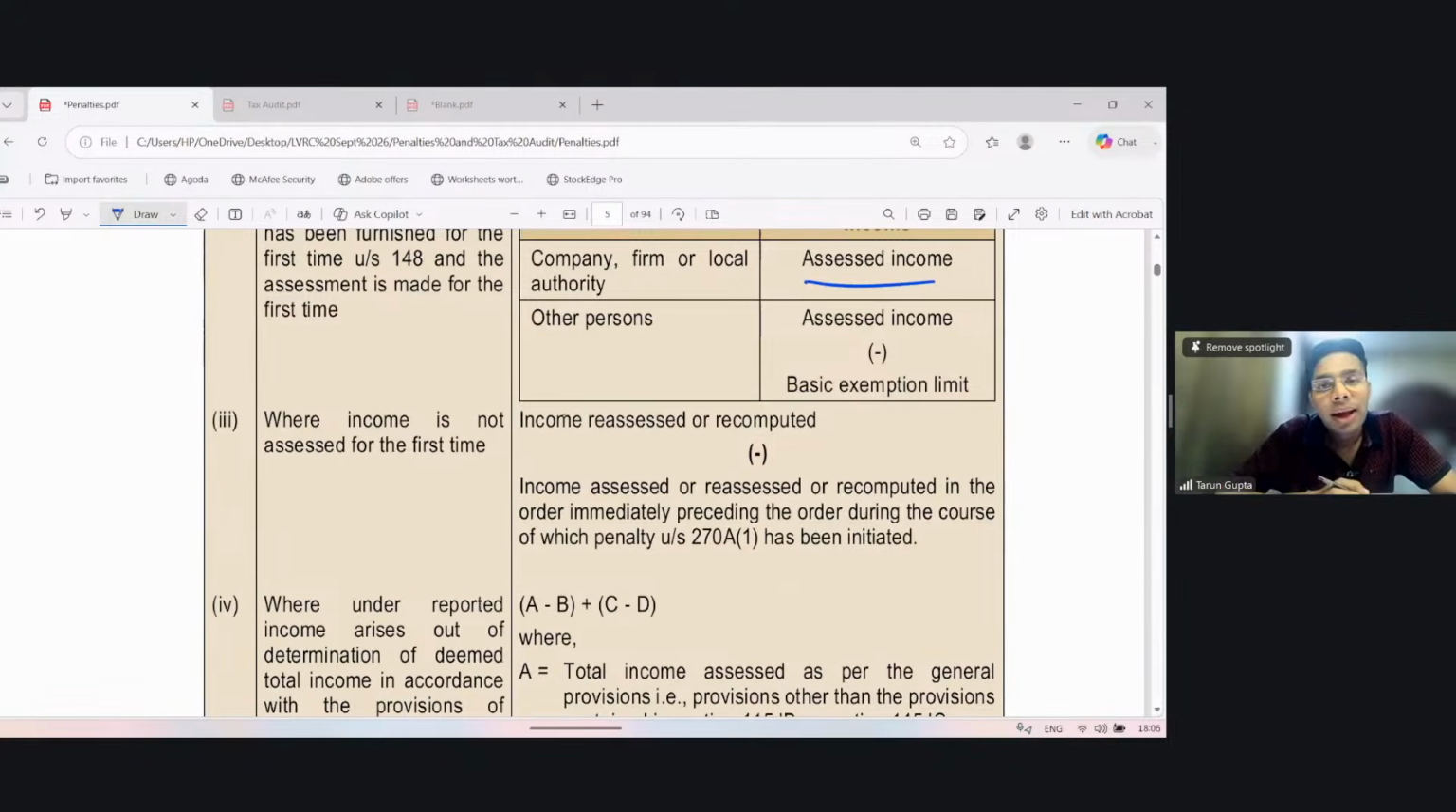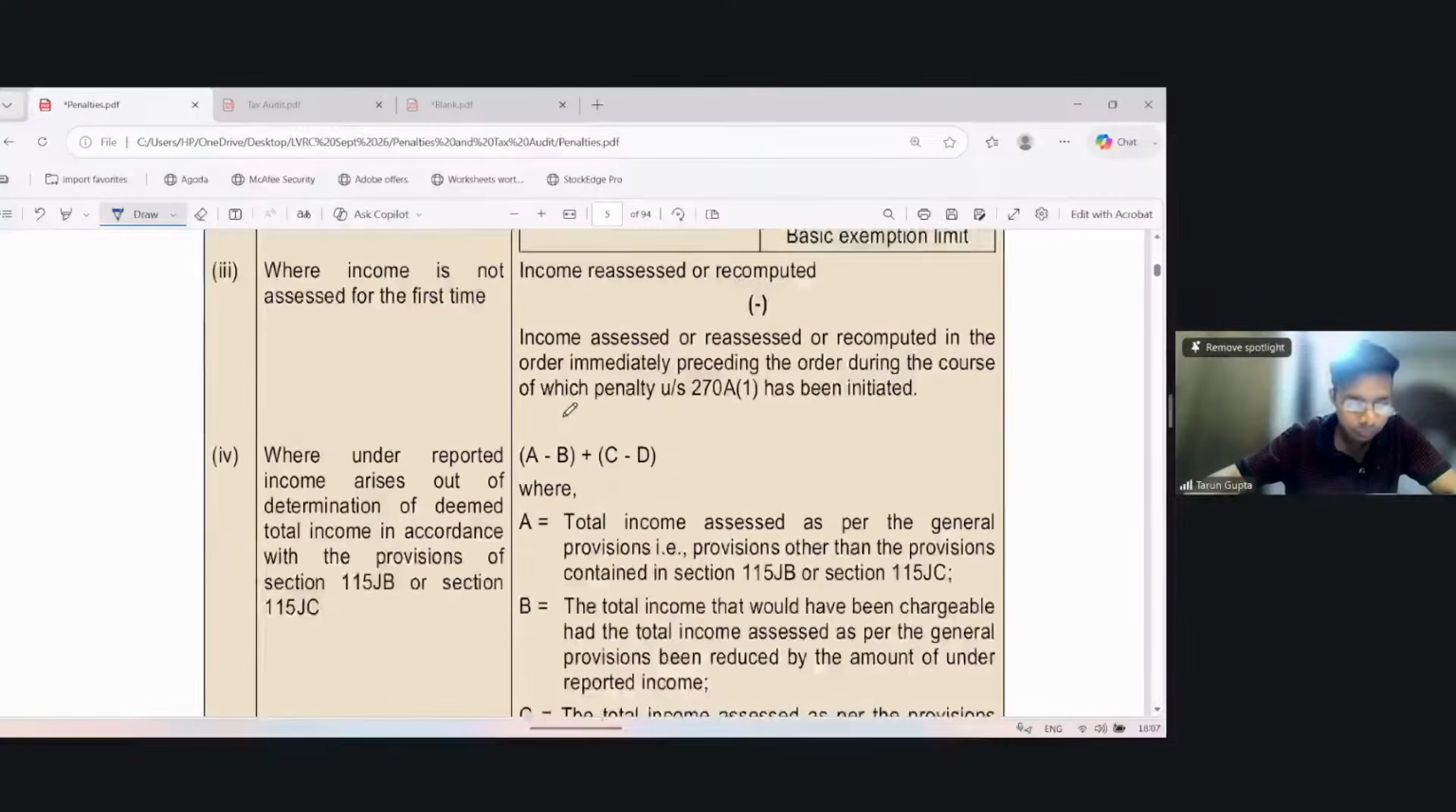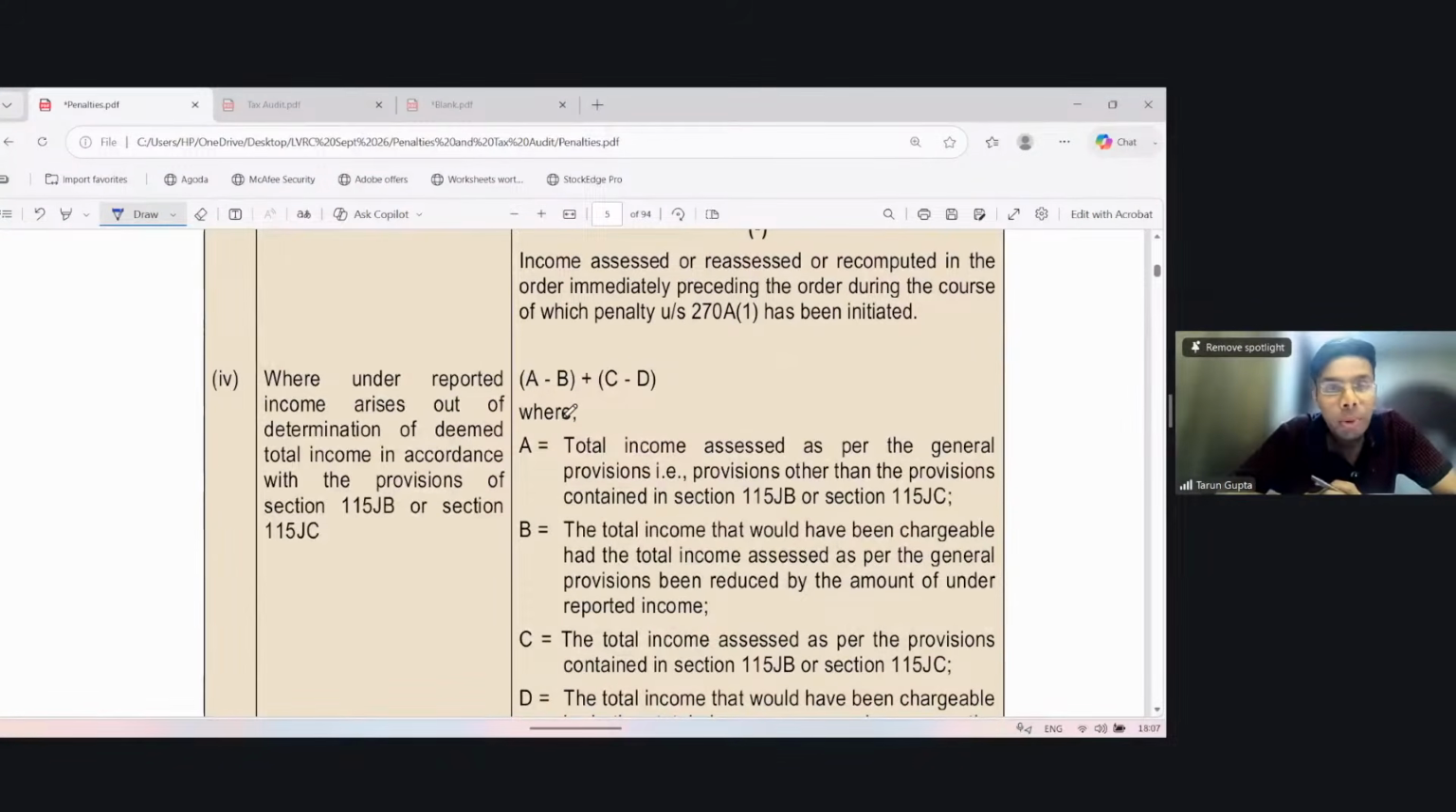Where there is a case of reassessment, then the income reassessed minus income already assessed earlier. And where the underreported income arises out of determination of deemed total income in accordance with the MAT or AMT provisions, the underreported income shall be A minus B plus C minus D.